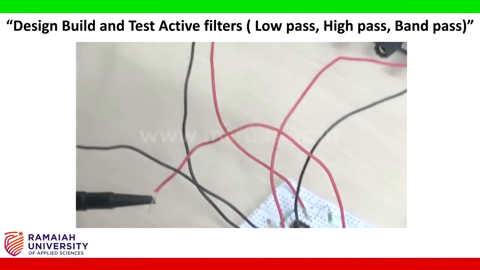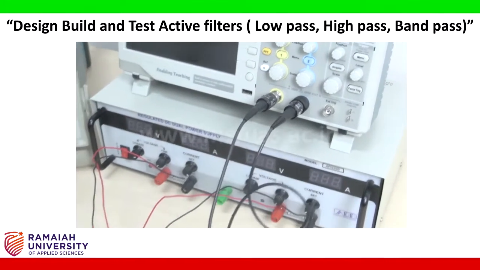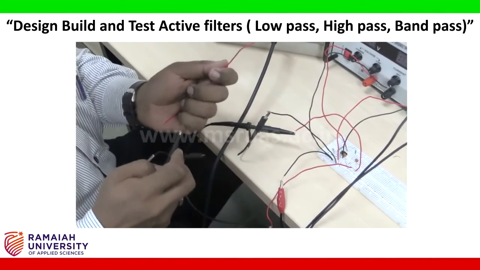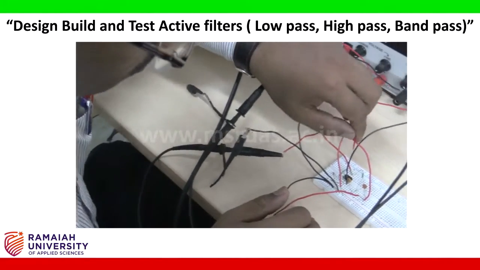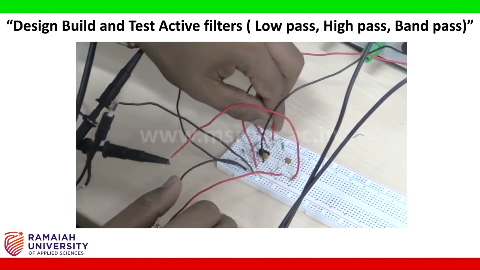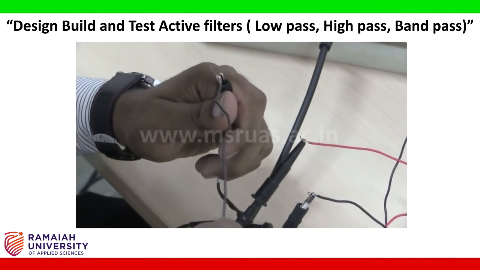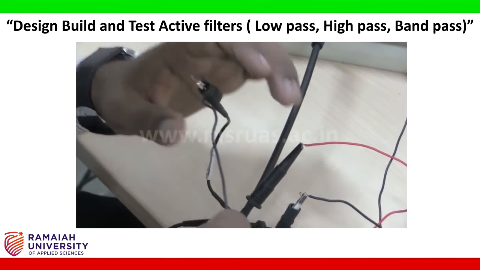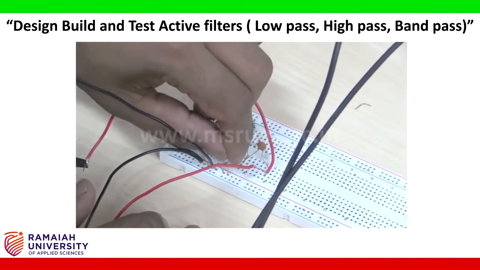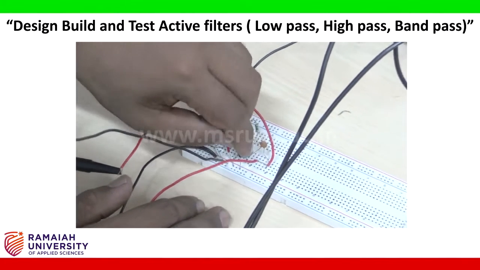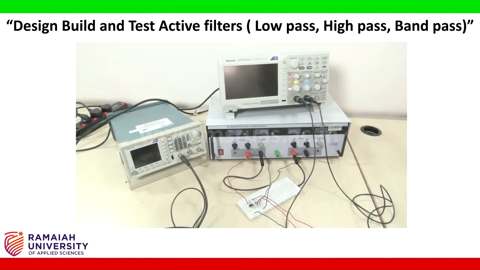And another patch cord I am taking to connect the output terminal at the terminal 2. So the positive end I will connect to pin number 6. So this is pin number 6, and the negative terminal I am going to connect to ground, like this. So this completes the circuit connection of a high pass filter design for the frequency of 1 kilohertz.